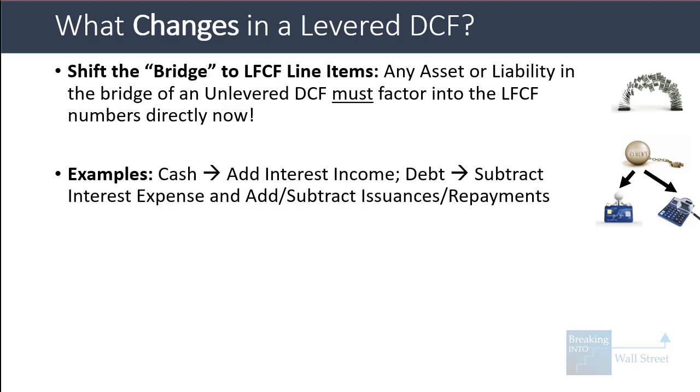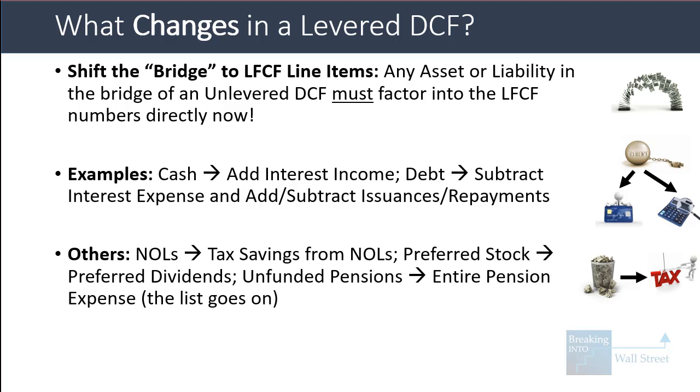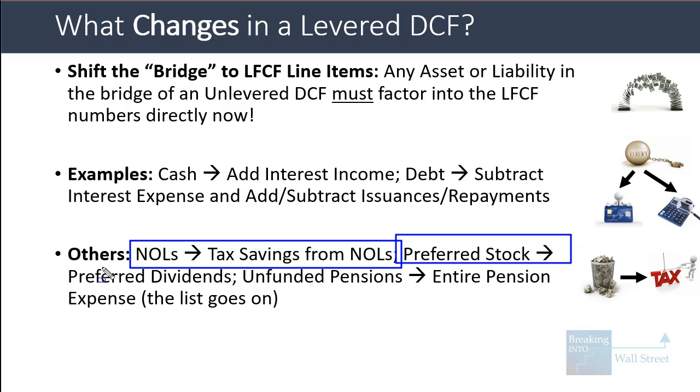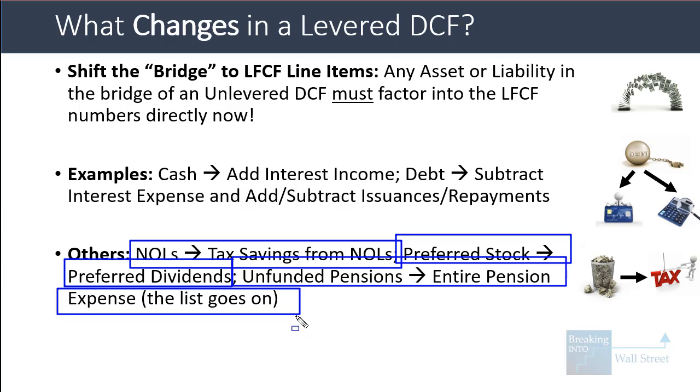Now, if you have a much more complicated capital structure, the list goes on. So if the company has net operating losses, you have to reflect the tax savings from them in the free cash flow projections. If they have preferred stock, you have to deduct the preferred dividends. If the company has unfunded pensions, then you have to make sure that the entire pension expense is deducted in the levered free cash flow numbers. So not just the operational component, but also the financing components, assuming they have an unfunded pension.